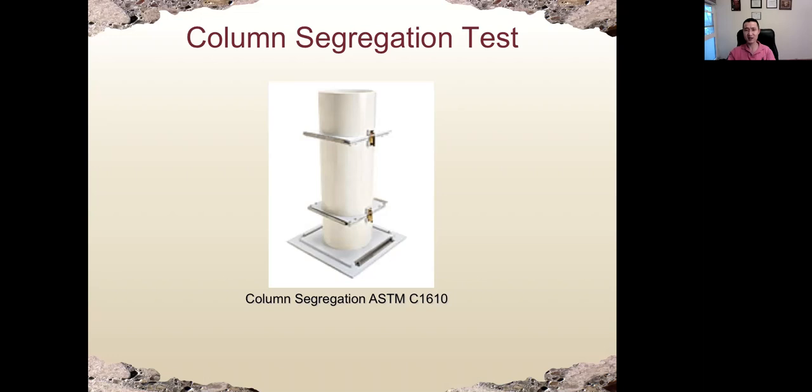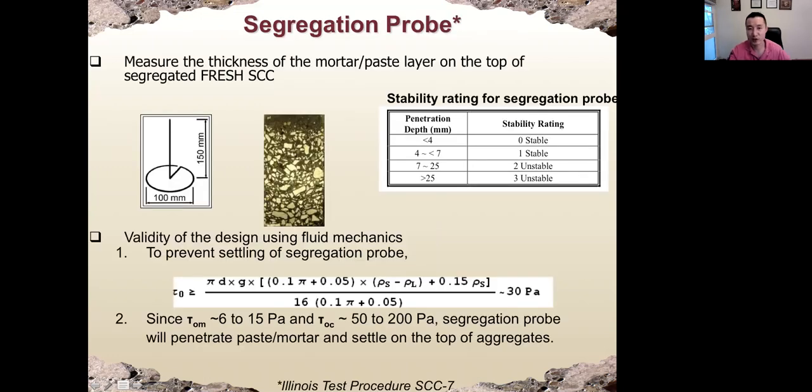This test is time consuming and uses a lot of materials, because we need a lot of water to wash the concrete. It is not a very field-friendly testing method. So that's the reason we tried to develop some other test method, like the so-called segregation probe method. This method was developed here. Actually, when I was a PhD student at the University of Illinois, we started developing this method, and then we finalized the design here at UH Manoa.